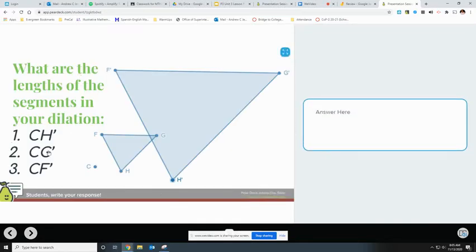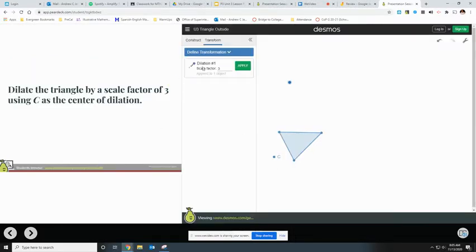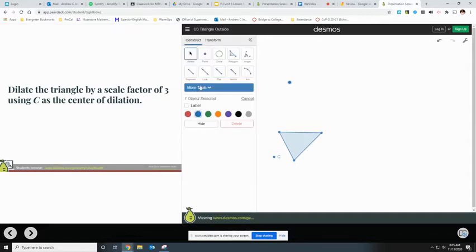And then give me the lengths of the segments in your dilation. Notice I didn't give you any distances here. So in order to get those distances, you're going to have to do some measuring. And in order to measure, I'm going to draw a segment from here all the way there to give me that measurement. I'll select it and then add the label of length, and it's about 6, which tells me that the segment from here to here is going to be something else. It's going to be 2. So this is 2. Now scale factor of 3, so this is going to be 6.